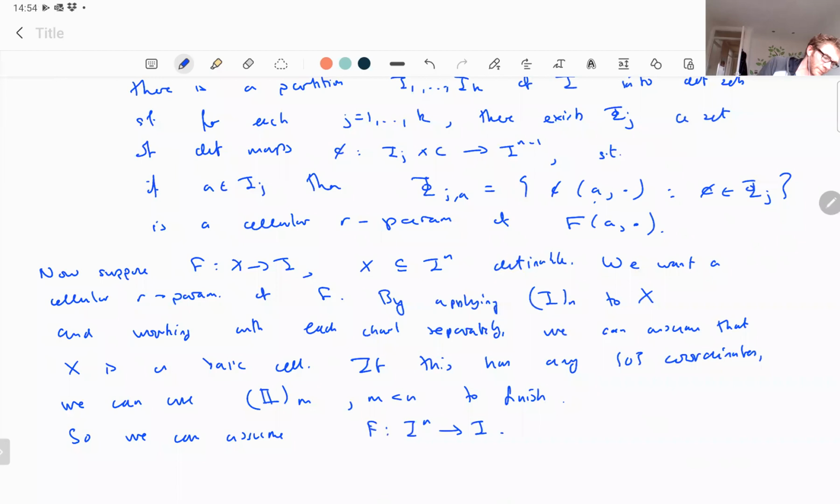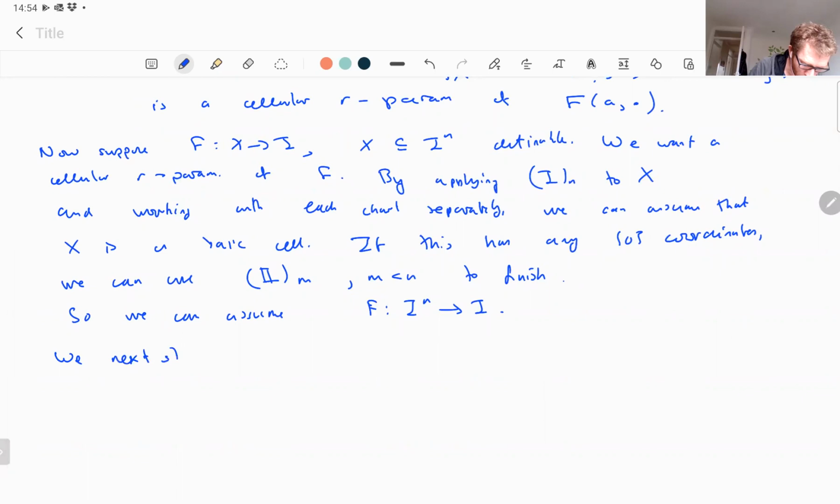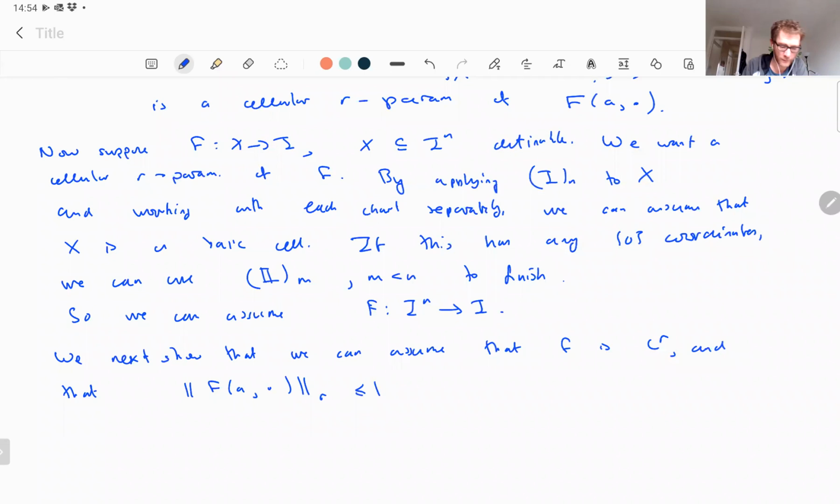So the next reduction is going to be, we can assume f is C^r, and that for each a in the interval, when I plug in a into the first coordinate, the resulting map on I^(n-1) has bounded derivatives. So we next show that we can assume that f is C^r and that when I take f for each a in I and plug in a in the first coordinate, and I consider it as a function on I^(n-1), that has bounded derivatives. So this is what we want to show we can reduce to.